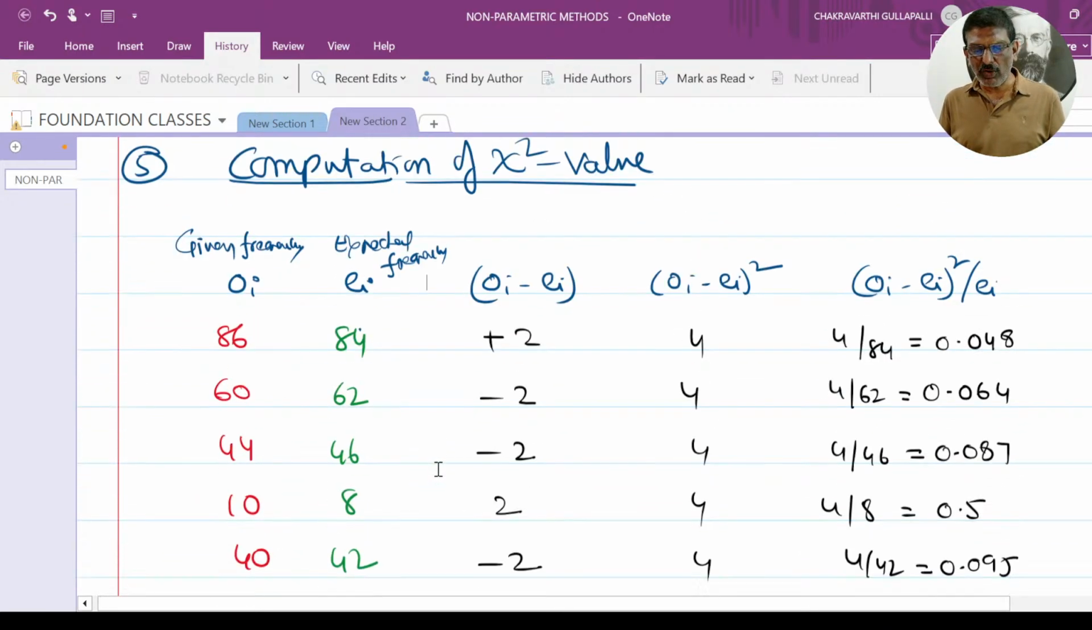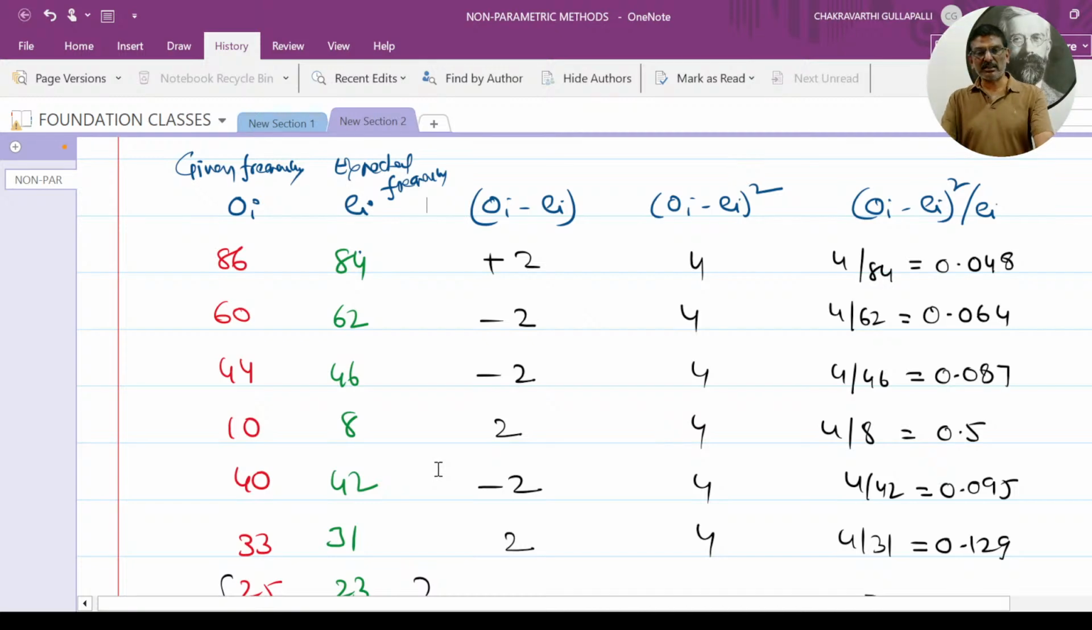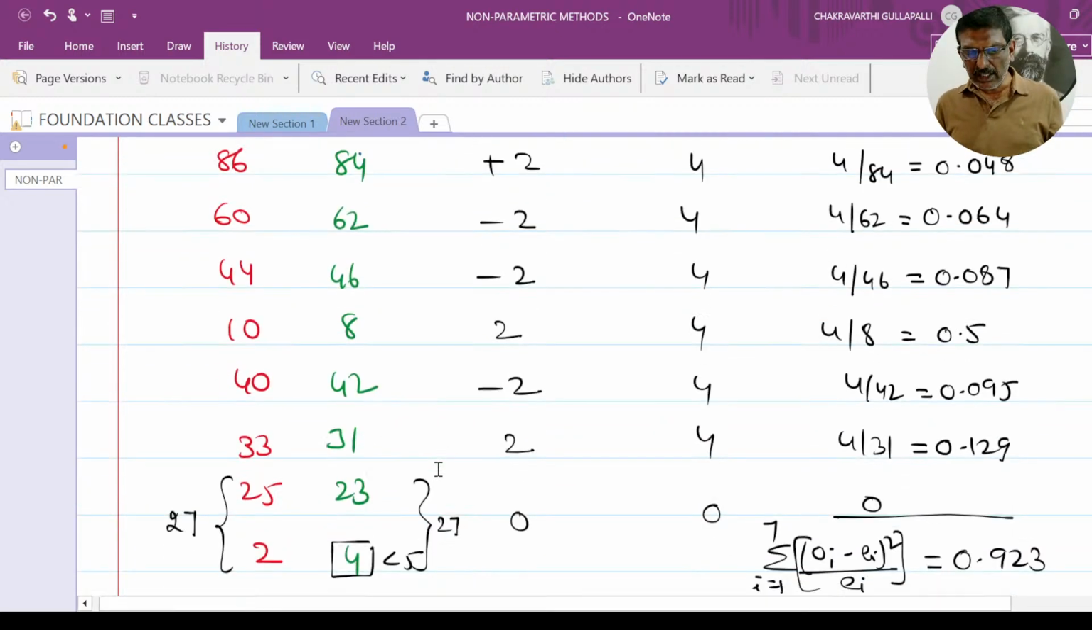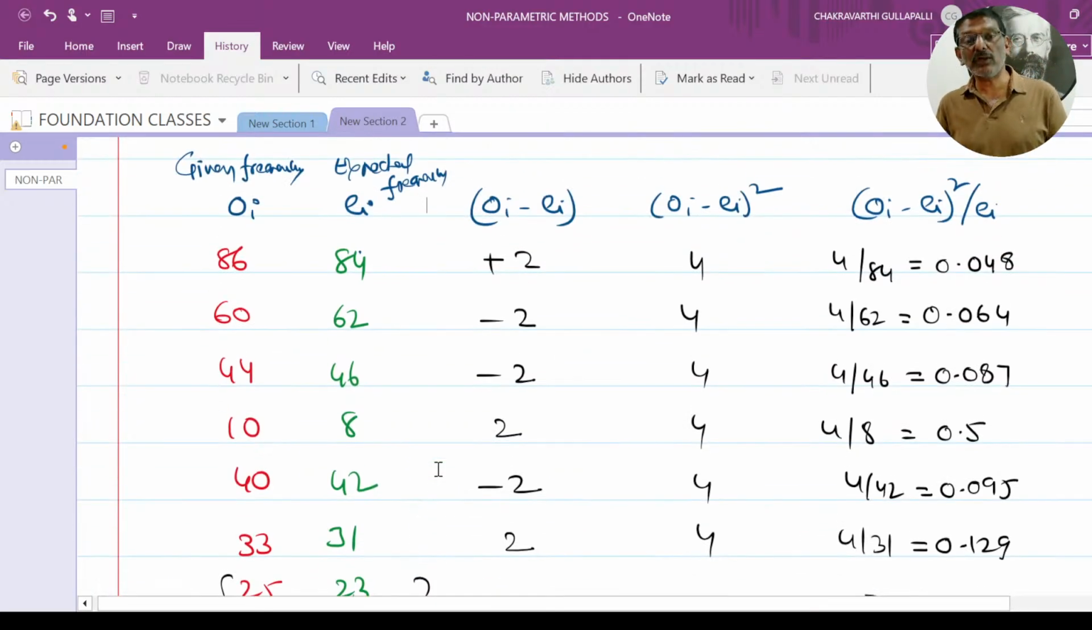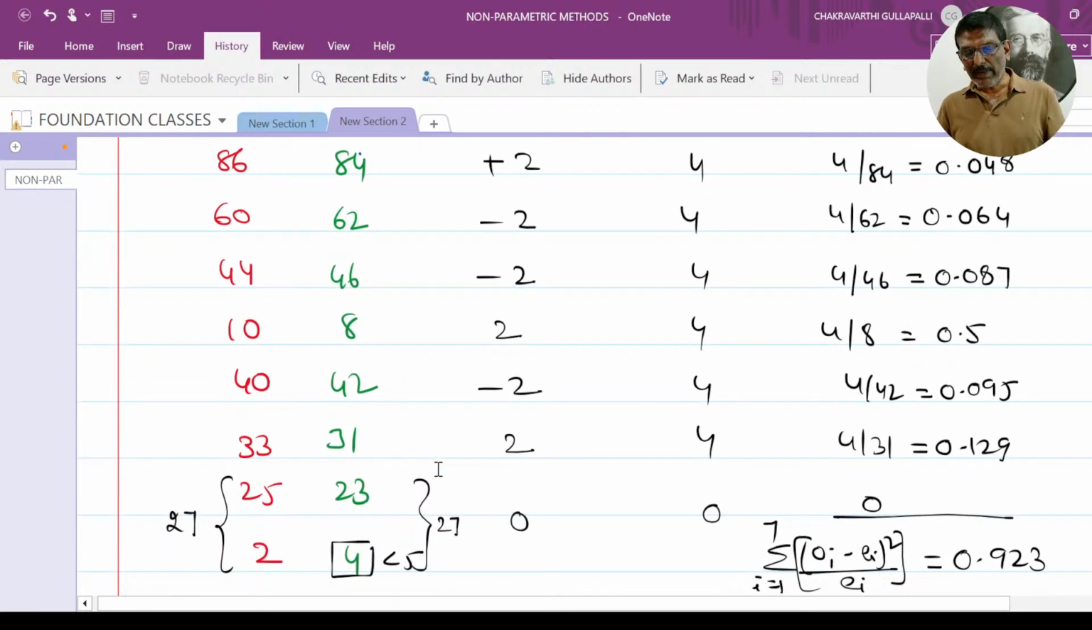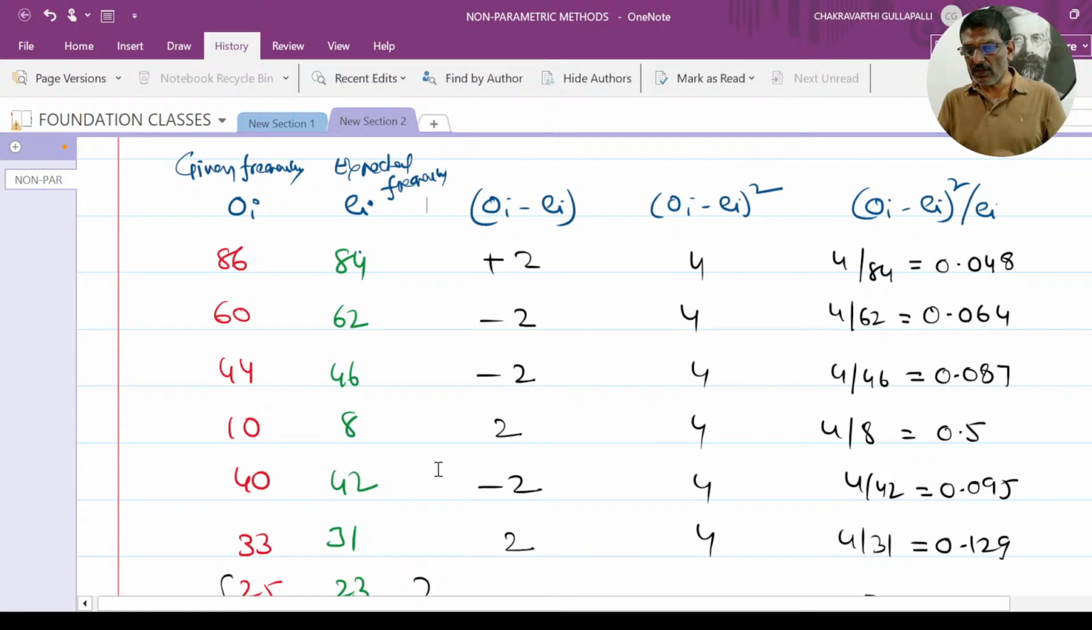Now we have to calculate O minus E, a simple technique: observed value minus expected value. The differences are calculated: 2, minus 2, 2; 40 minus 42 is minus 2; 33 minus 31 is 2; 25 minus 27 is minus 2; 27 minus 27 is 0. Whenever you pool the expected frequencies, the corresponding observed frequencies must also be pooled. That is very important. After this, calculate (O minus E) whole square: 2 square is 4, minus 2 square is 4, like this. After that, calculate (O minus E) square by E.